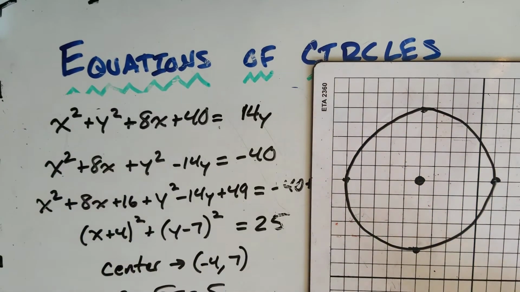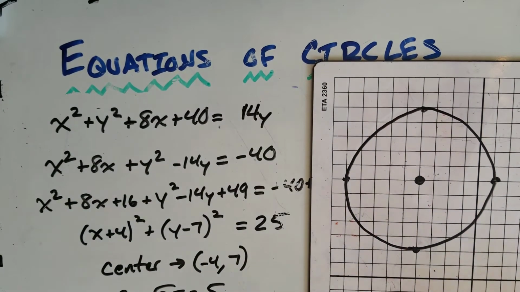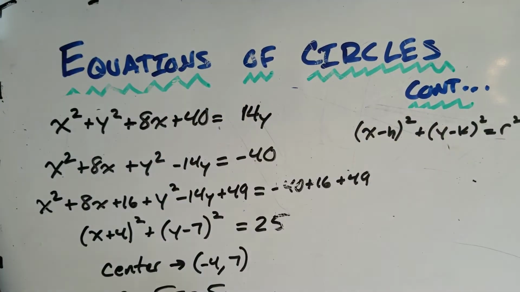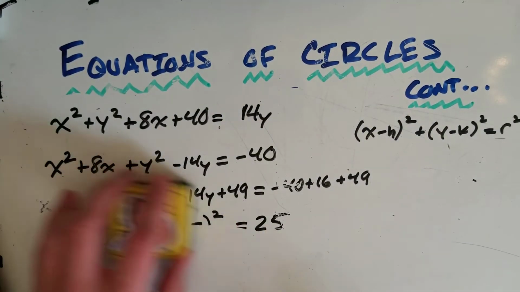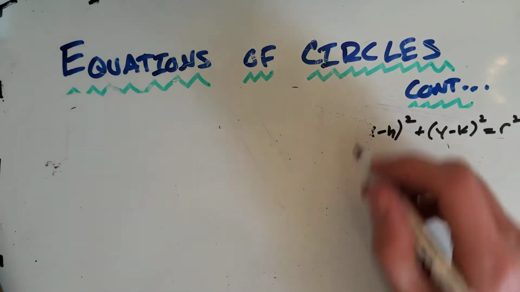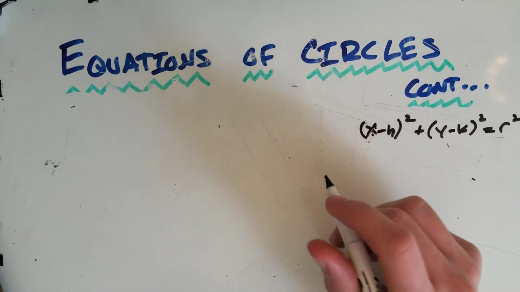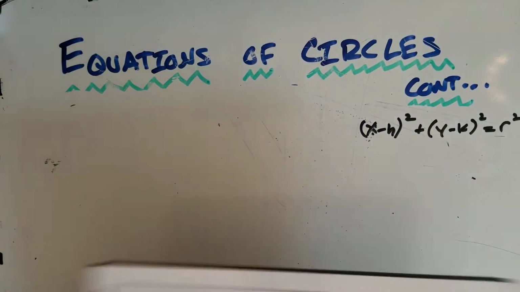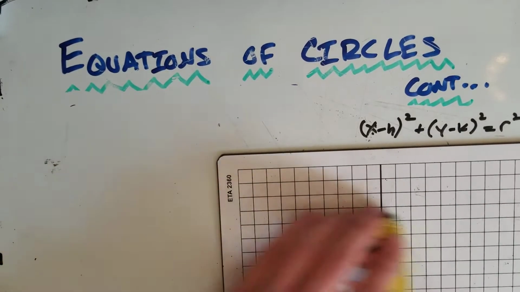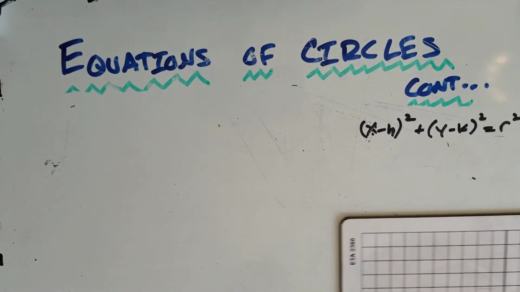So there's my circle for this one. And we're all done. Alright, so now we're going to talk about a couple of problems actually. The first one, we're going to be given just 3 points that fall on the circle, and then we're going to have to figure out the equation for the circle.